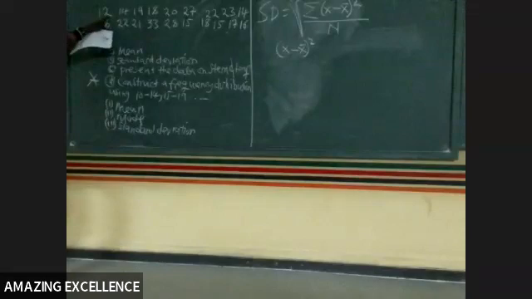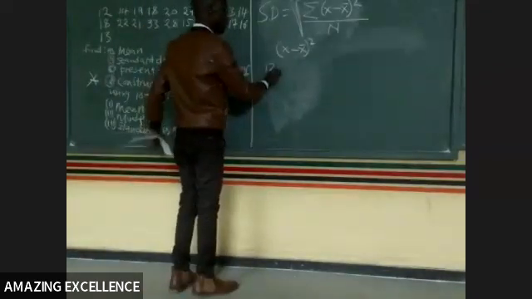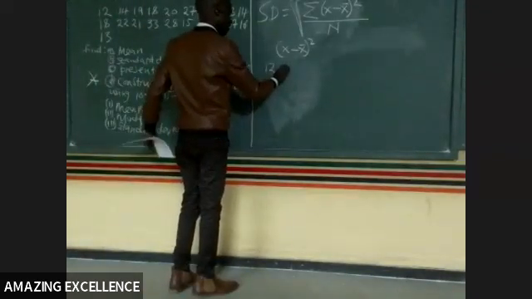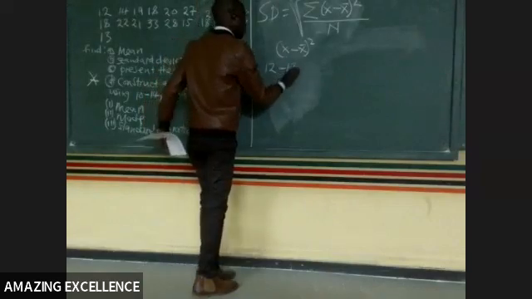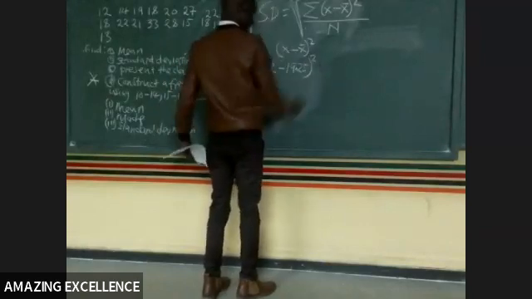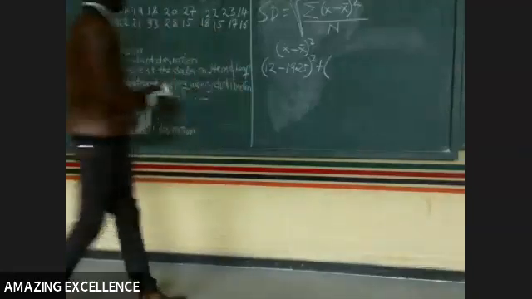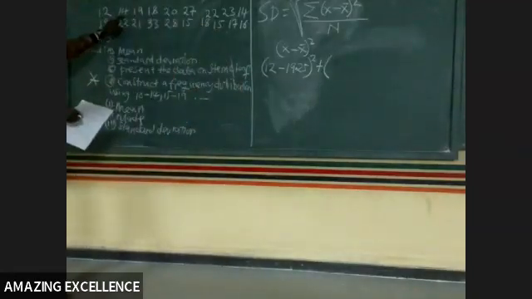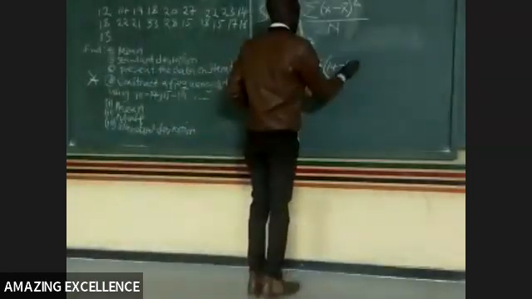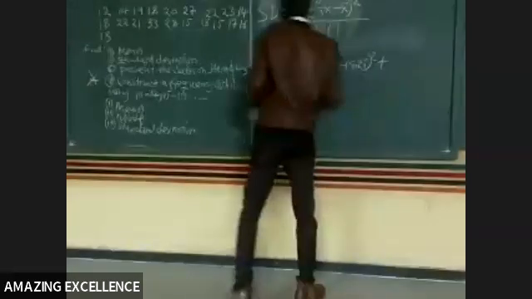What is our x? We start with the first x, which is 12. So you write 12 minus 19.25, then you square that, plus. You move to the next score, which is 14, right? You will say 14 minus 19.25, and you square, plus.